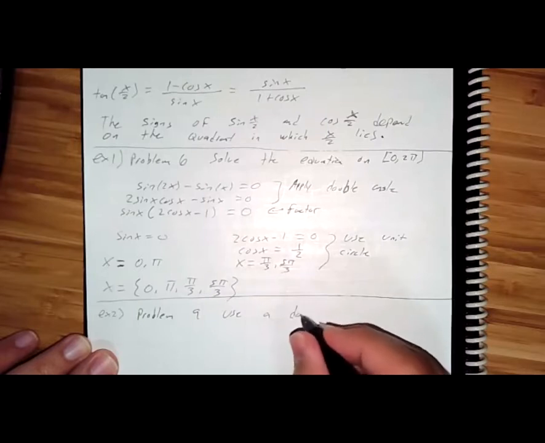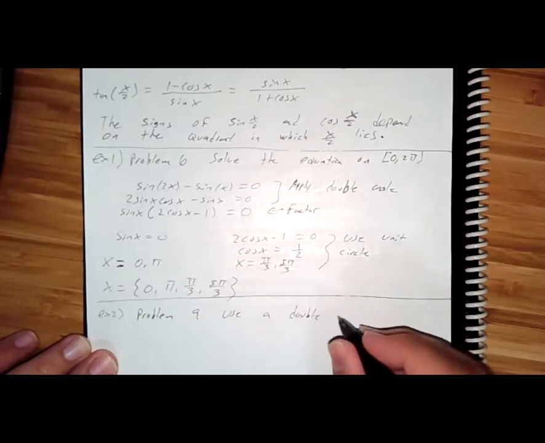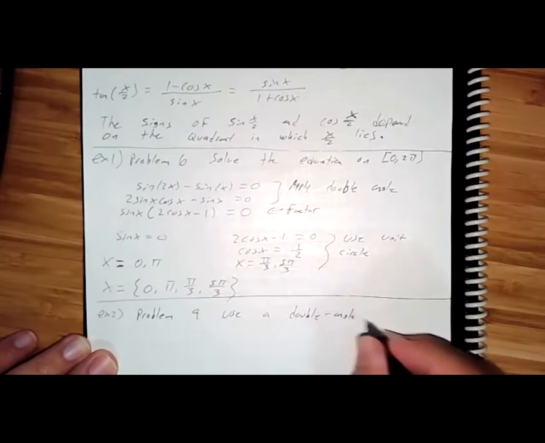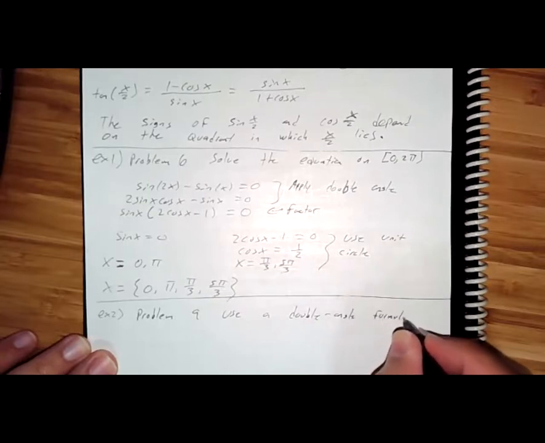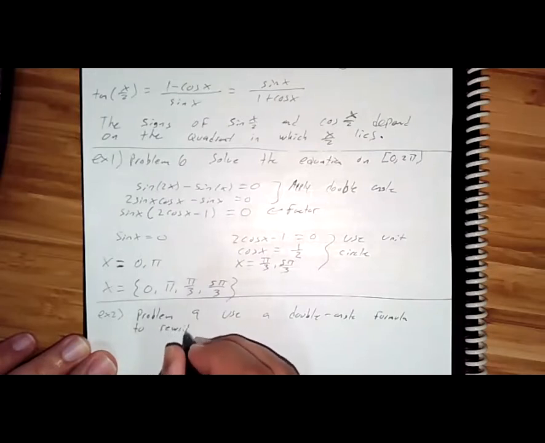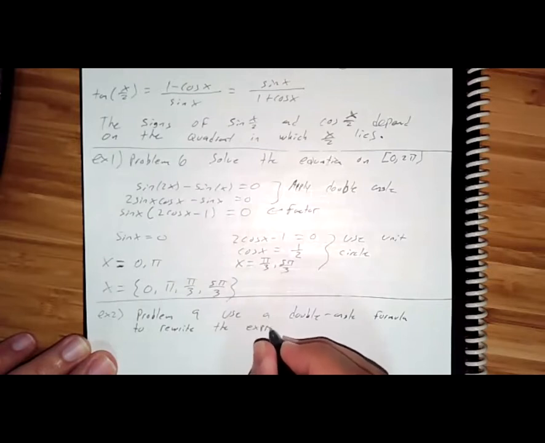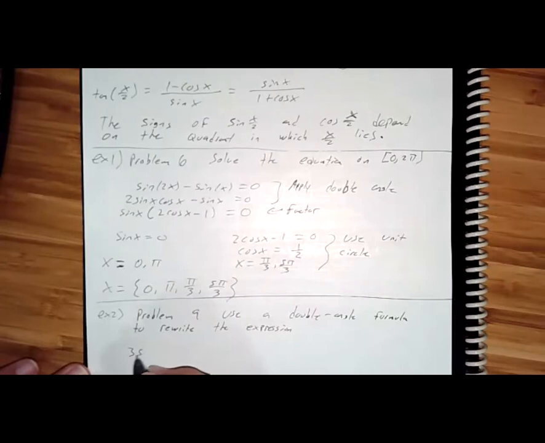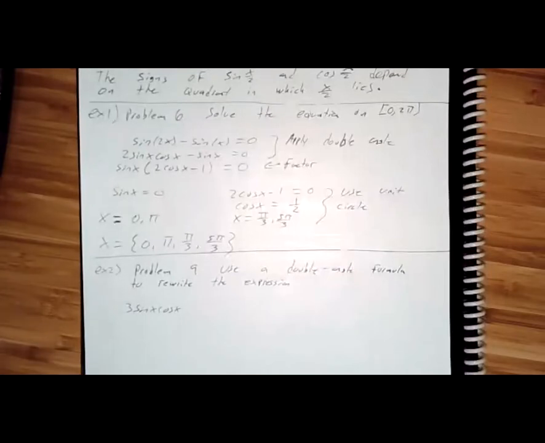Use a double angle formula to rewrite the expression. So they give you 3 sine x cosine x. And they're asking you to use the double angle.